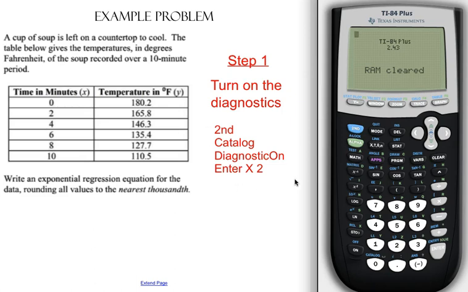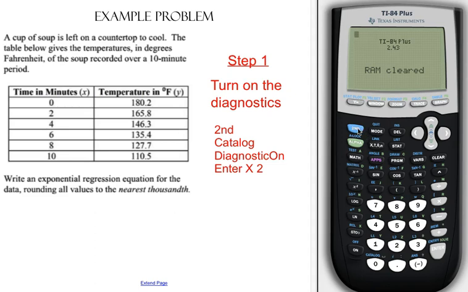Those notes are at the bottom of your notes, rather, the section that is in a dotted line. I kind of expect you to cut out and keep next to you as a sort of study guide for how to do this. So step one, we are going to turn on the diagnostics so that we can see the correlation coefficient, r squared in this case.